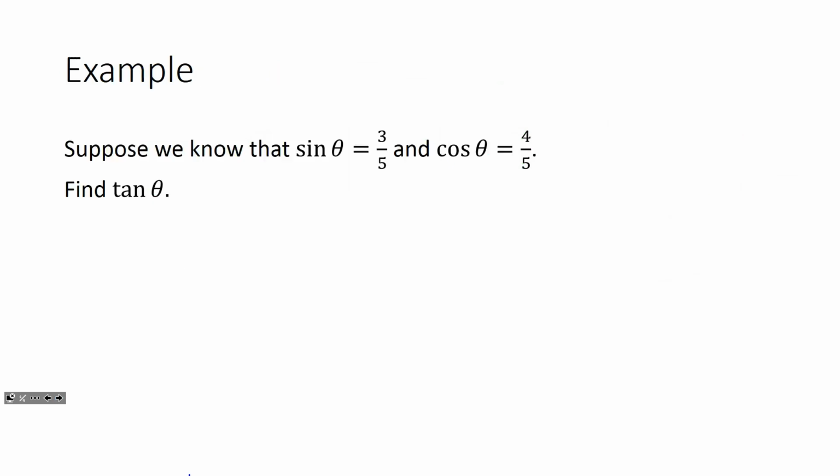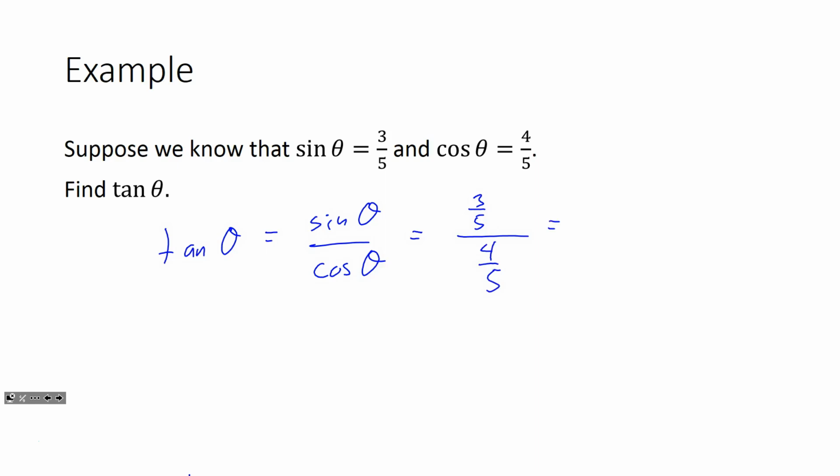Here we'll do an example of applying a quotient identity. Alright, we've got that the sine of theta equals 3/5 and the cosine of theta equals 4/5. Let's find the tangent of theta. From the previous slide, we have that the tangent of theta equals the sine of theta over the cosine of theta, and plugging in these values we're given, we would have 3/5 over 4/5.